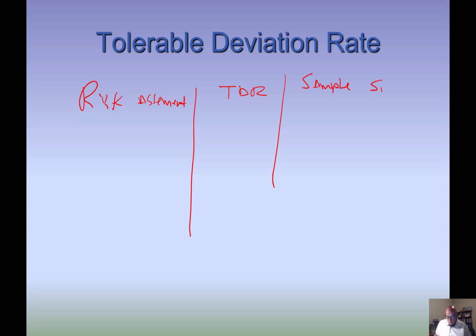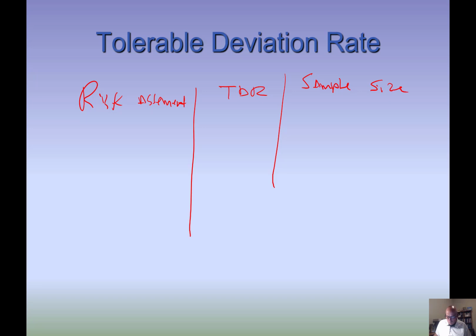So what happens? Let's say we have our risk assessment. Okay, good. My eraser is working now. So we have our risk assessment. Okay. We have our tolerable deviation rate. And then we have our sample size for our control testing, of course.